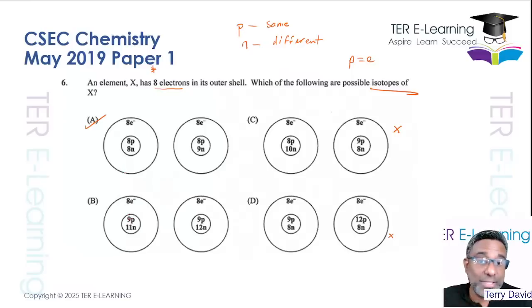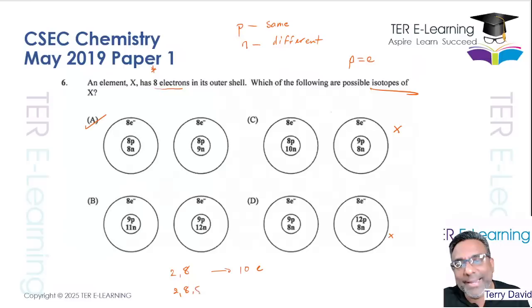Now, really and truly, I find that none of these answers are correct, but the closest one there will be E. Because if you have 8 electrons in the outer shell, then we can have an electronic configuration as 2,8, which will give us 10 electrons. Or we can have 2,8,8, which will give us 18 electrons. So technically, none of the answers is correct, but we have to go with E in this case here.